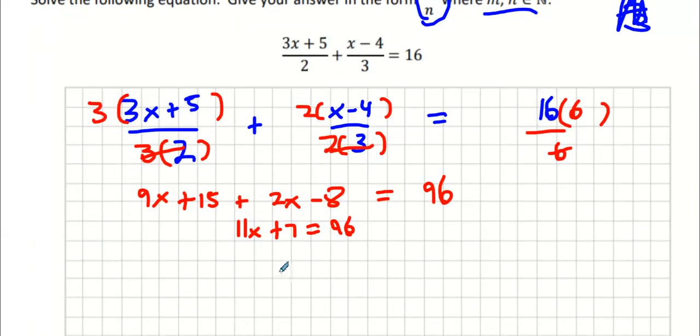So then we're going to get 11x equals 89. X equals 89 over 11. So look, happy days, that's done. Okay, so easy peasy. Now on to question 12.